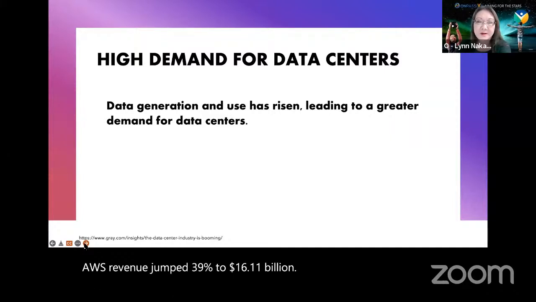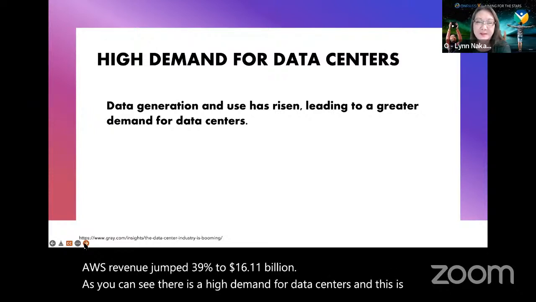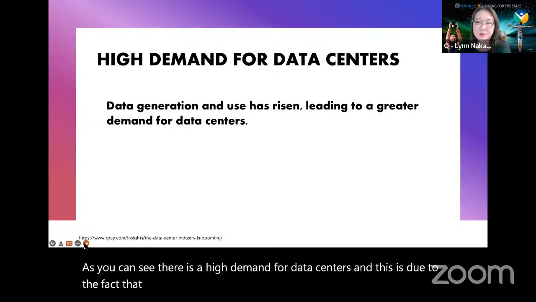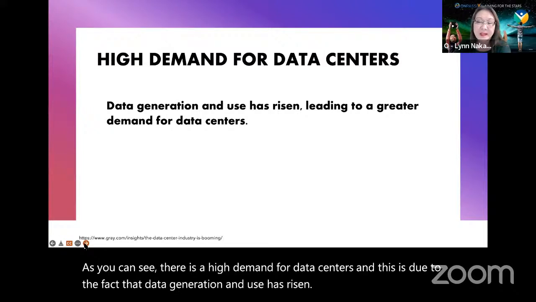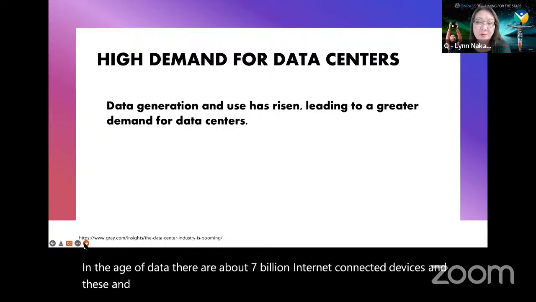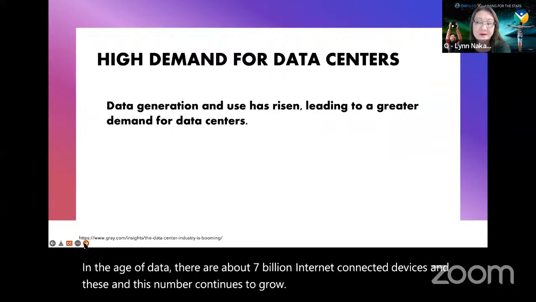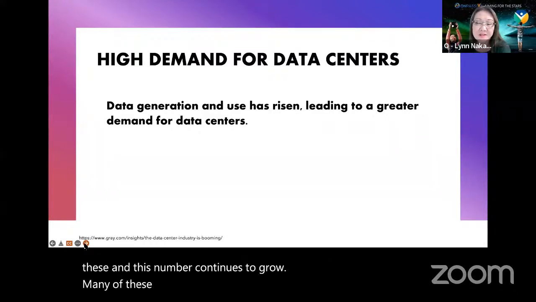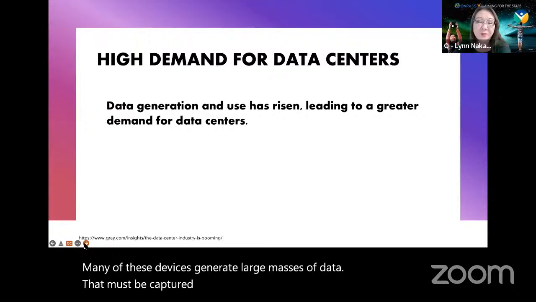As you can see, there is a high demand for data centers, and this is due to the fact that data generation and use has risen. In the age of data, there are about 7 billion internet-connected devices, and this number continues to grow. Many of these devices generate large masses of data that must be captured, routed, stored, evaluated, and retrieved.